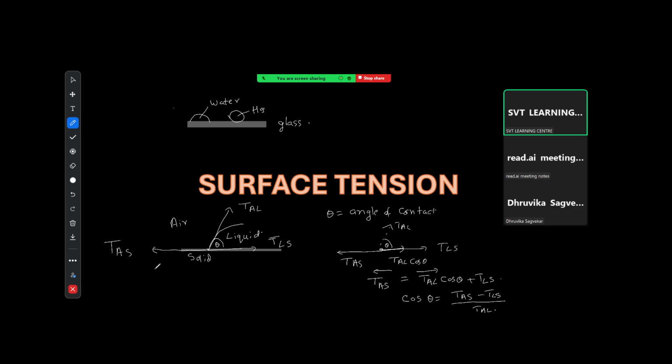Now we have two cases. Case 1 would be when TAS is greater than TLS. That will make our cos theta positive.